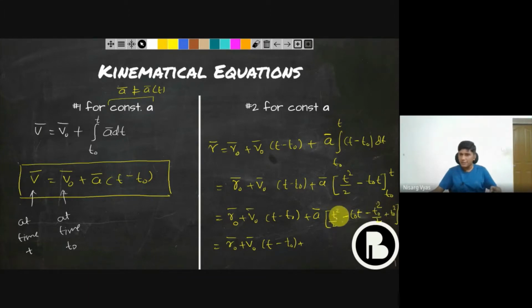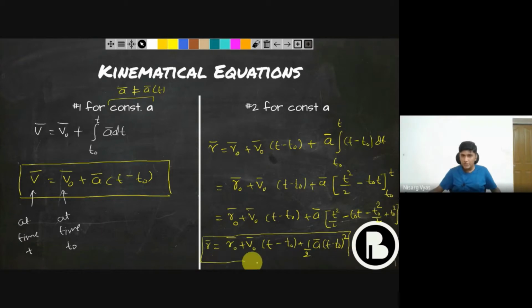And then this becomes a perfect square. Perfect square of what? t by root 2 minus t naught by root 2, whole square. So if you take root 2 common out, it will be 1 by 2 a bar times (t minus t naught) whole square. This will be the form. Can you see that form or not?